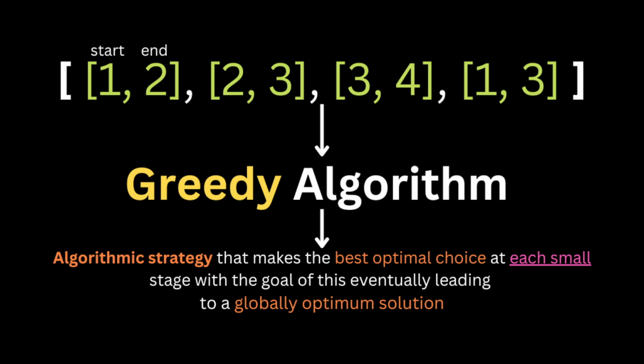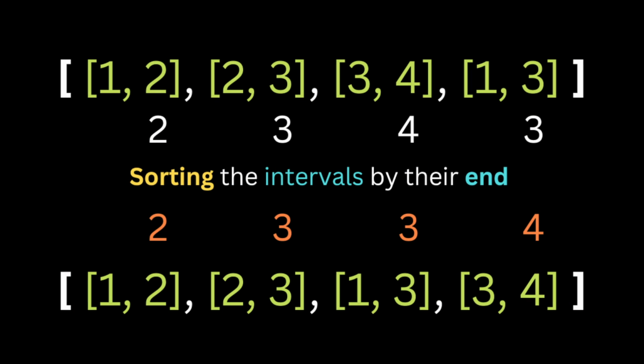To solve this problem, we're going to use the greedy algorithm technique. So we're going to start by sorting the intervals by their end time in ascending order and then iterate throughout the intervals in that order. So why do we sort the list by the end value? The greedy approach works by processing the intervals in order from least to greatest end time. And that's going to help us to find the minimum number of intervals that need to be removed.